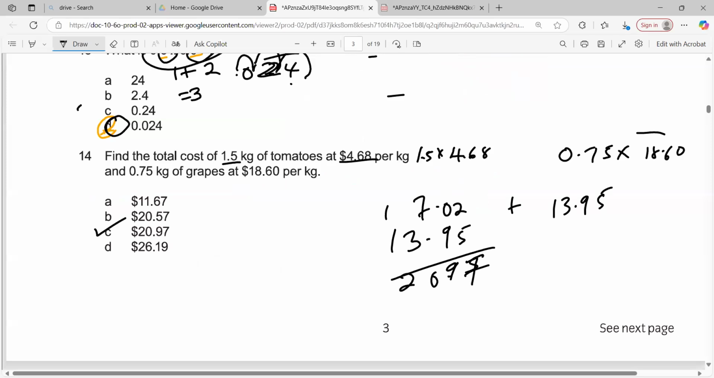All right, good night, sir. Okay, but there's a question: find the total cost of 1.5 kilogram of meat at $4.68 per kilogram, and 0.75 kilogram of weight at $18.60 per kilogram. And this was the answer.